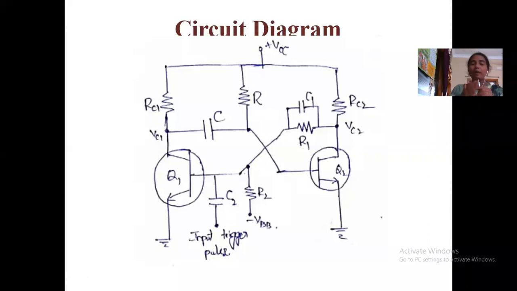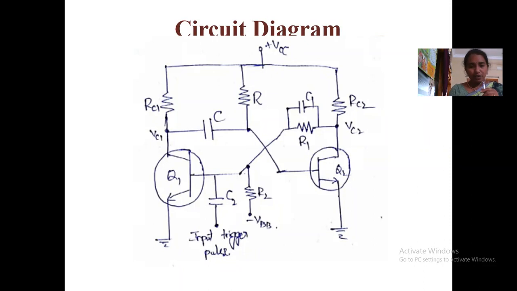One coupling element is the capacitor, which is called AC coupling. The other coupling element is the resistor, which is called DC coupling. So in the monostable multivibrator, one coupling is AC coupling and the other coupling is DC coupling. Here we are giving a negative voltage, minus VBB, to the transistor Q1. This is the supply voltage, and RC1, RC2 both are collector resistors. These are the components and this is the circuit diagram.